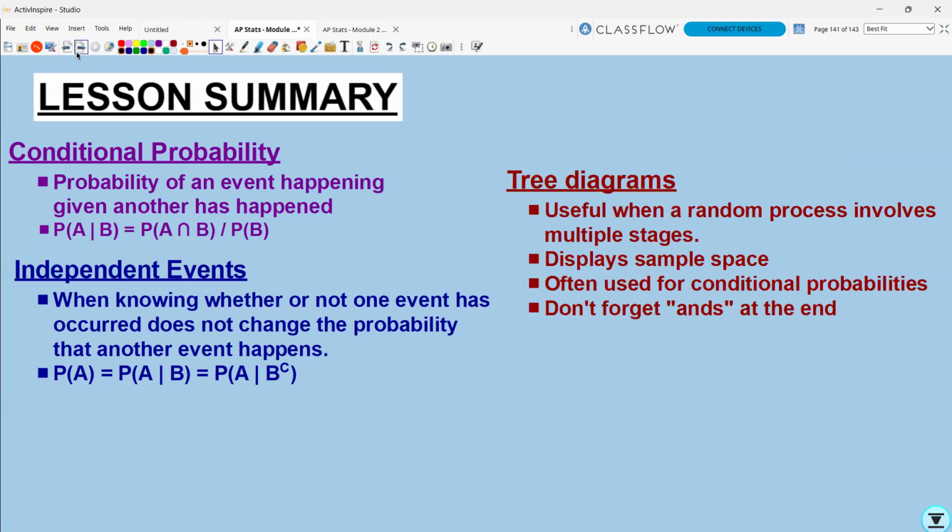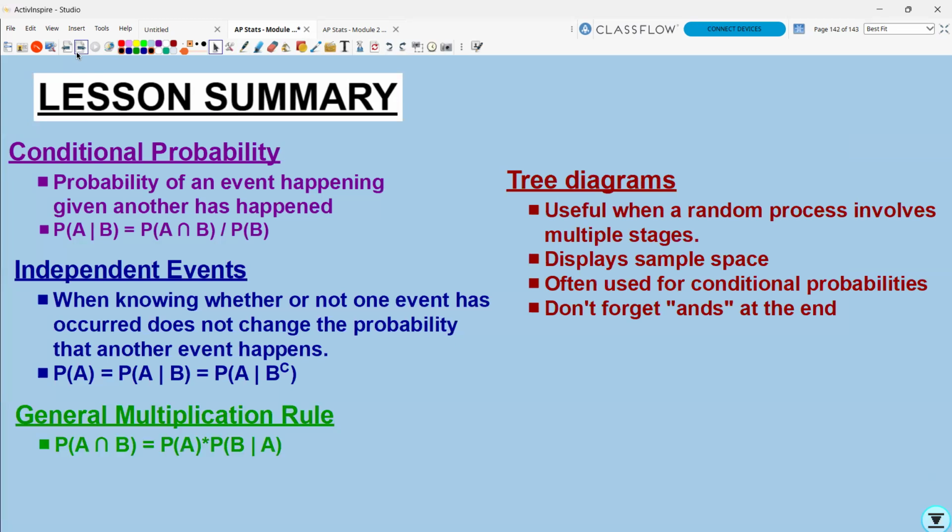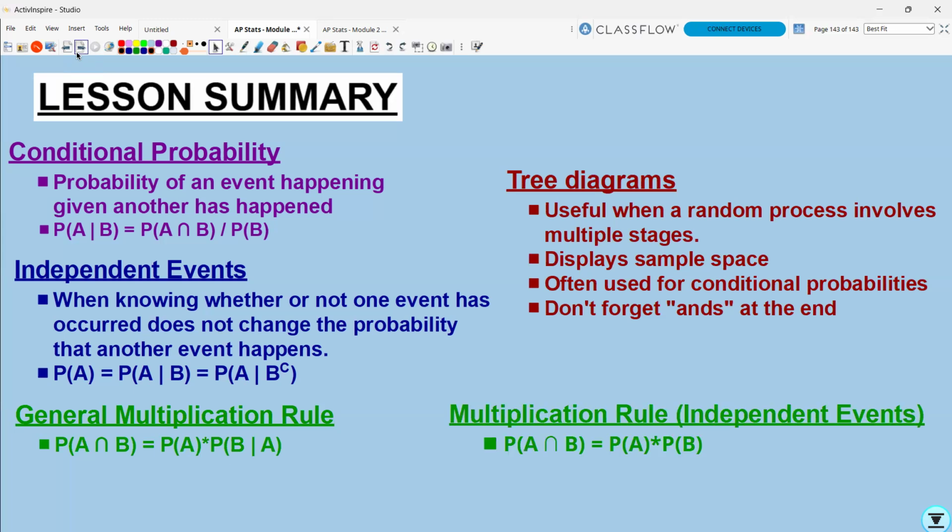Tree diagrams are useful when you have multiple stages to work with. They display the sample space. Often we use them for conditional probabilities. Don't forget the ands at the end. The general multiplication rule means that you're going to multiply the probability of something and the probability that the next thing happens given the first thing happens. So the general multiplication rule takes into account conditional probabilities. If the events are independent, you can straight up multiply them together, and there is no conditional probability to contend with.